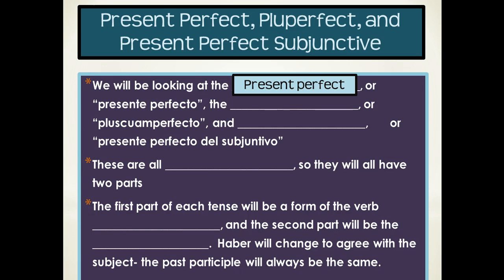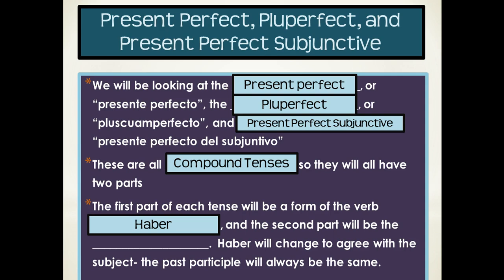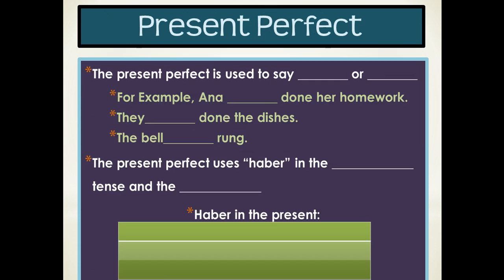So the present perfect in Spanish would be presente perfecto, pluperfect would be pluscuamperfecto, and then present perfect subjunctive, presente perfecto del subjuntivo. These are all compound tenses, so they all need two parts. The first part of each of these three tenses will be a form of the verb haber. The second part of all of these three tenses will be the past participle. Haber will always change to agree with the subject: yo, tú, ella, nosotros, vosotros, ellos. The past participle will always be the same for every sentence.